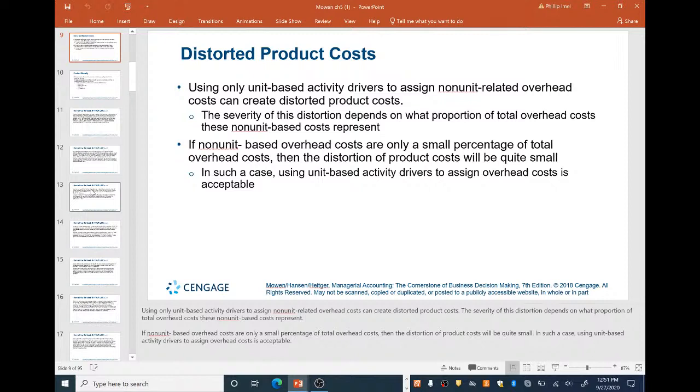And if this is the case where it's not a material amount, then using the unit-based activity driver is going to be an acceptable method under these circumstances. So once again, if it's a small or non-material amount of distortion of those product costs, then that's fine to use this method. We don't have to use another method.